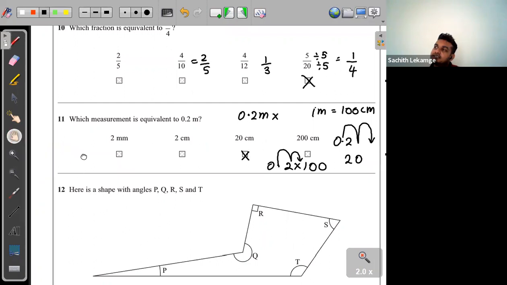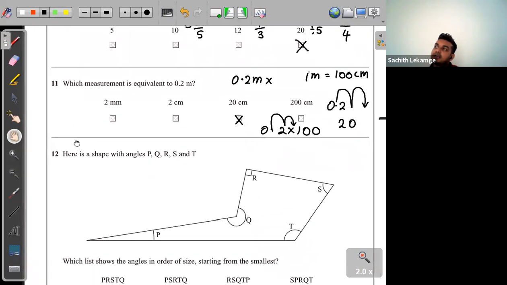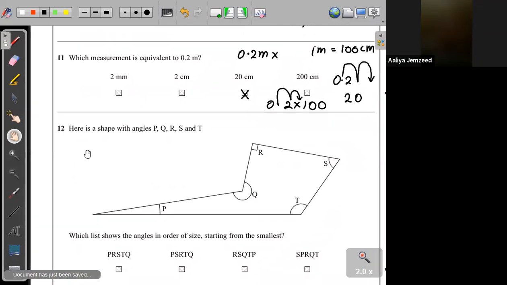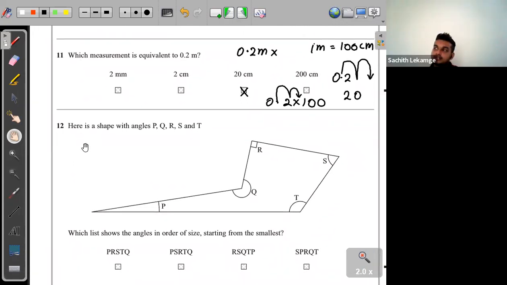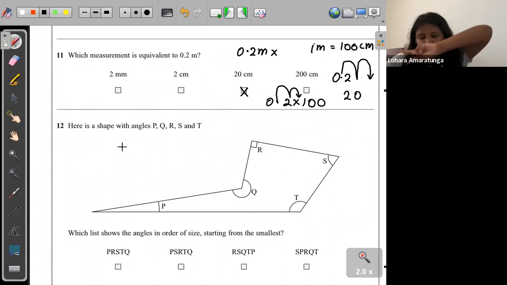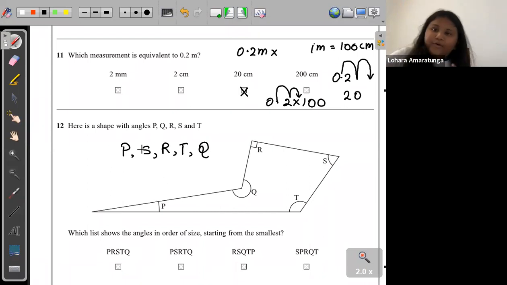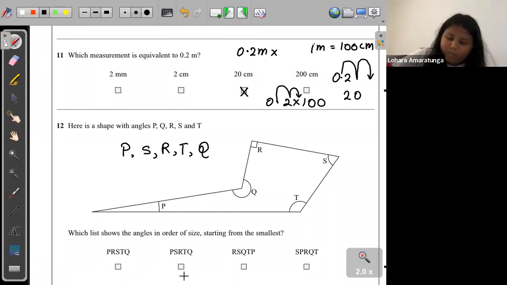Okay. Here is a shape with angles P, Q, R, S, and T. Which list shows the angles in order of size starting from the smallest? P is the smallest, then S, then R, then T. P, then Q. It's easy, no?